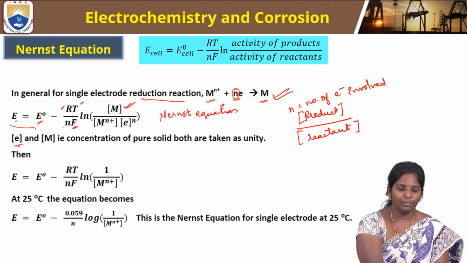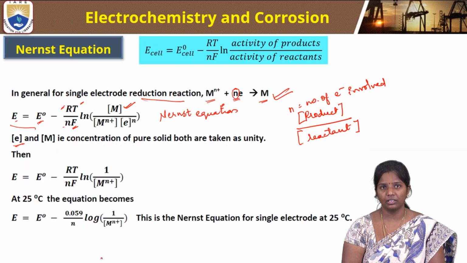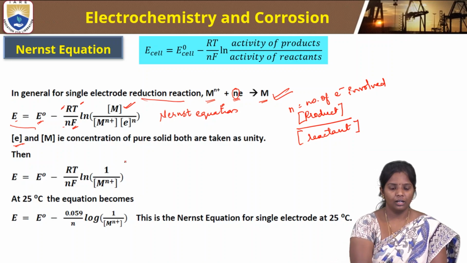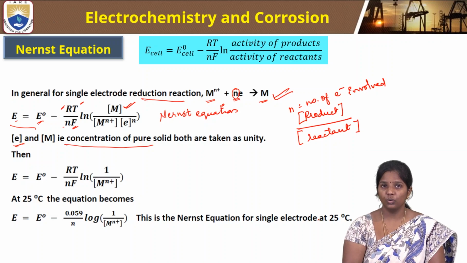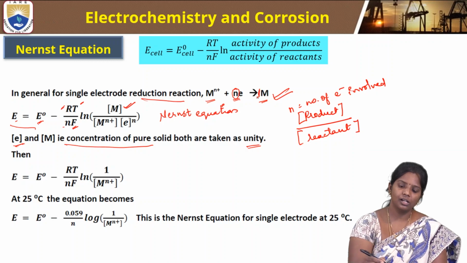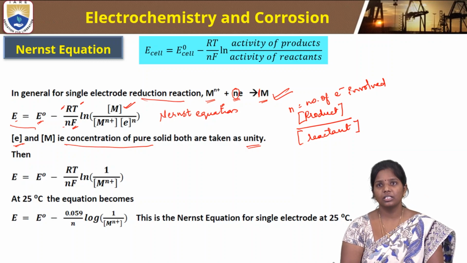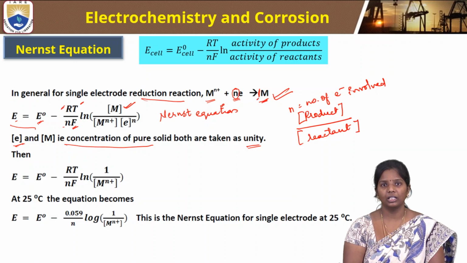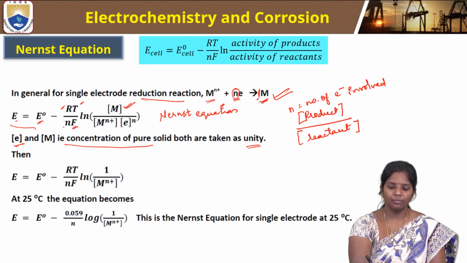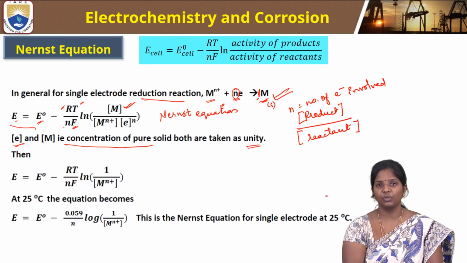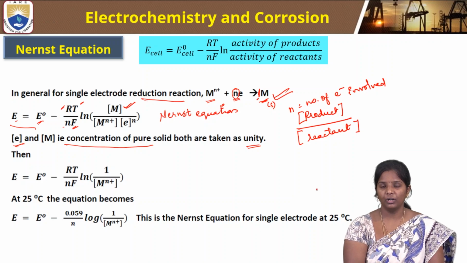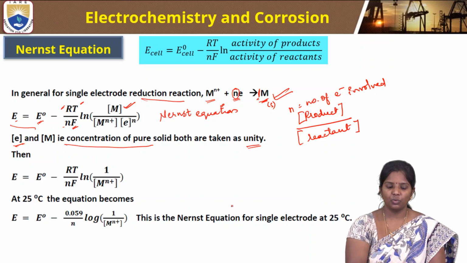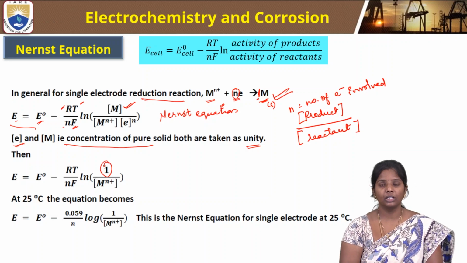If the metal is solid, then its concentration is taken as unity. Why? Because the metal that is forming has a concentration of 1. We take it as unity, since the metal is depositing on the electrode as a solid. Whenever it is unity, it is taken as 1, and therefore it becomes 1 in the numerator and the metal ion remains the same.